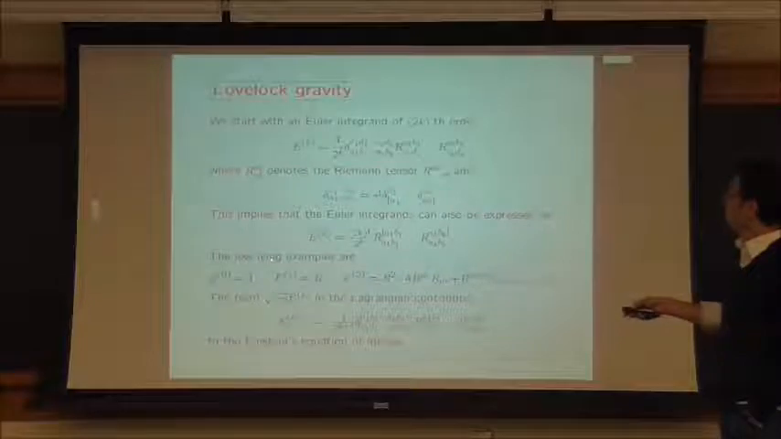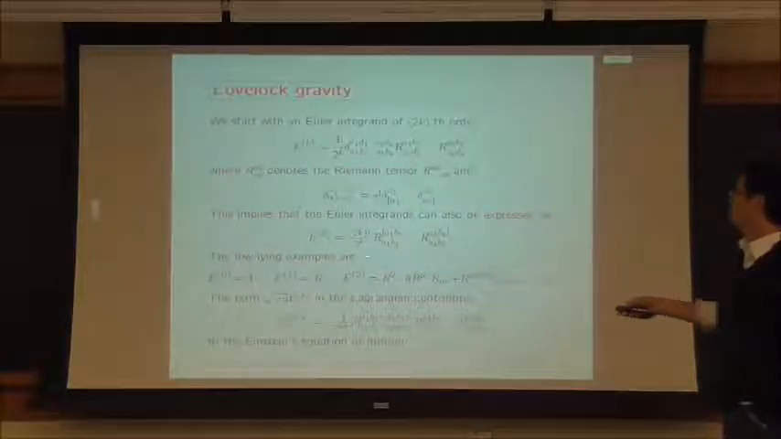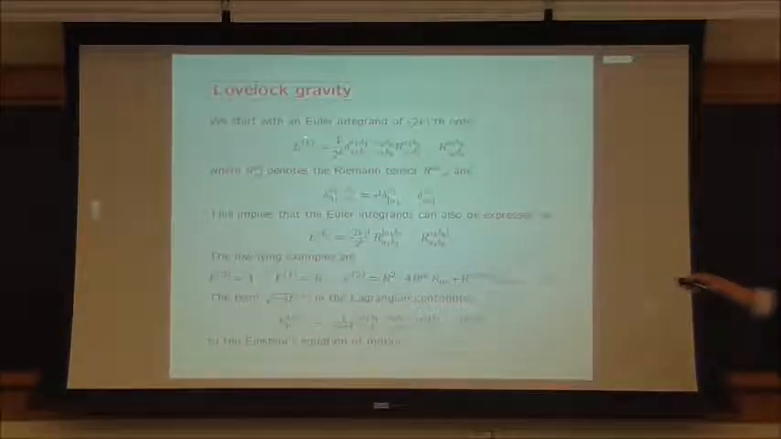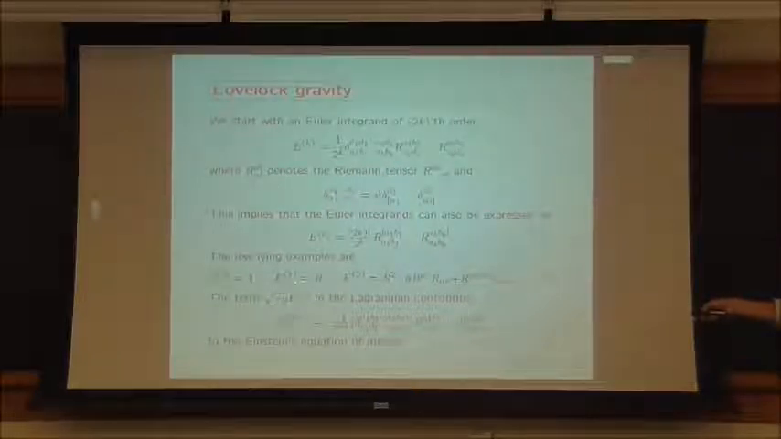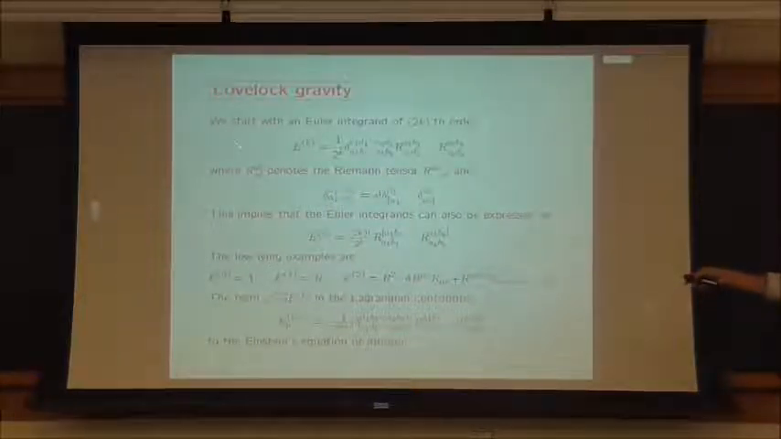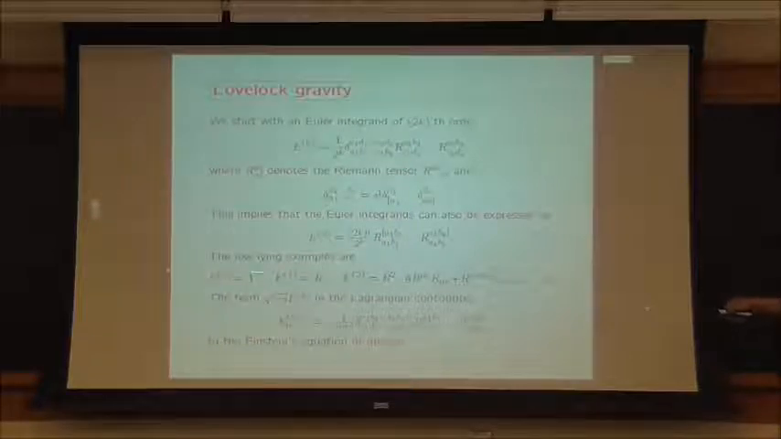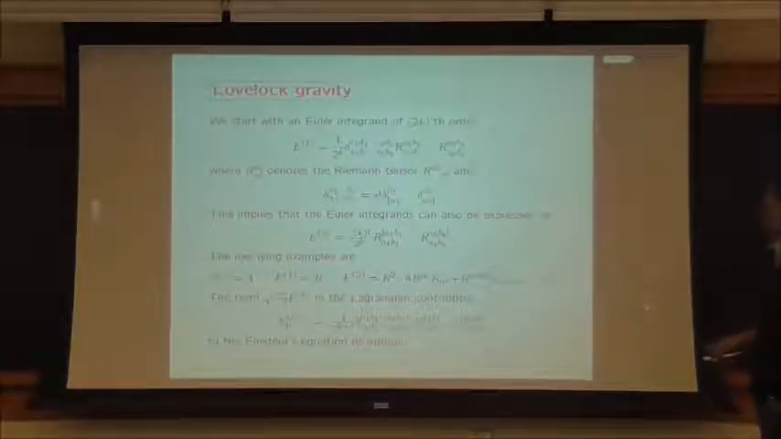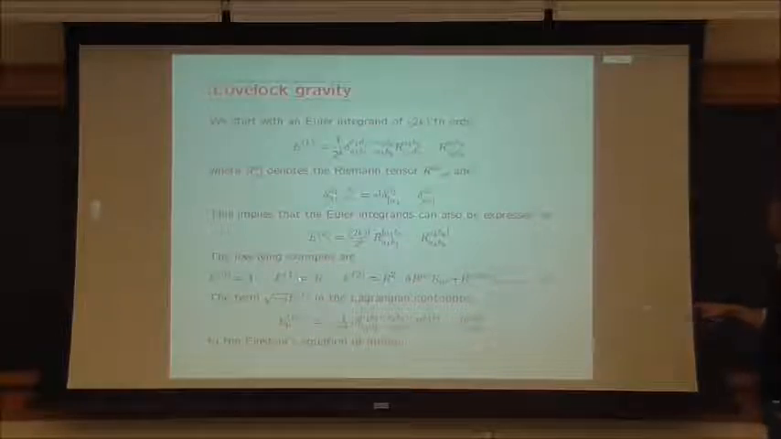Before we see the property, we first look at low-lying examples. When k equals 1, this is just 1. So if I have a Lagrangian given by the summation of Euler integrands with square root g, this e0 will give you the cosmological constant, and this will give rise to the Einstein-Hilbert action. And this will give lambda.